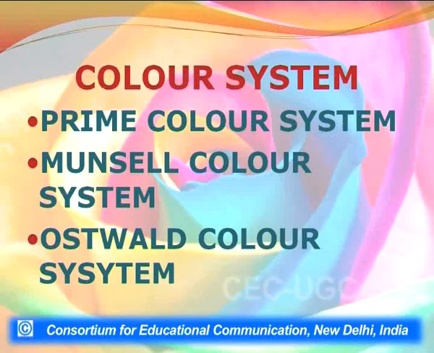Now come to color system, because everywhere, whenever you find certain settings, adjustments, or planning, whether decoration inside a home or outside in the city, you will find a certain color scheme, a color system. And these color systems are mainly divided into three: the Prime color system, the MUNSELL color system, and the Ostwald color system.